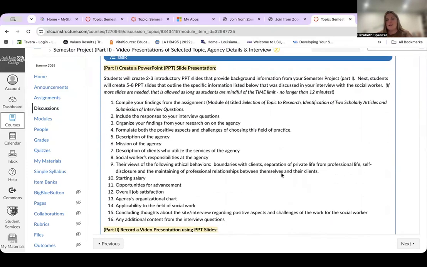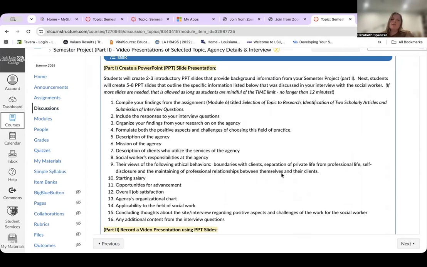So now what you need to do with this part two is interview your person. You can do that through email if you want, email them the questions and then they write a couple of sentences to answer it. That's fine. Or you can do a face-to-face interview and then just write down their answers to the questions. That is acceptable as well.